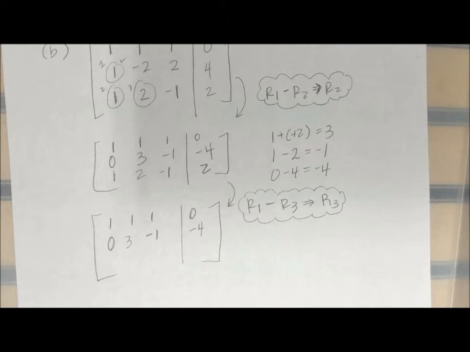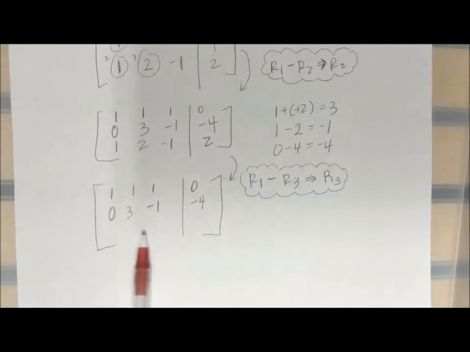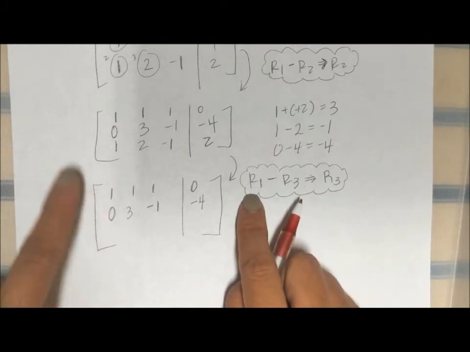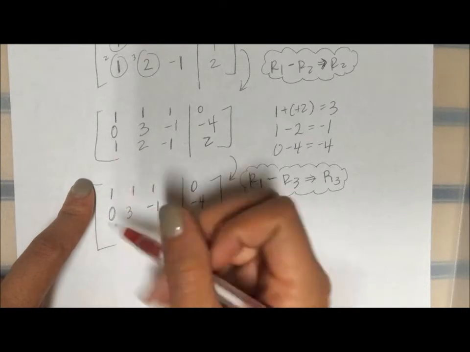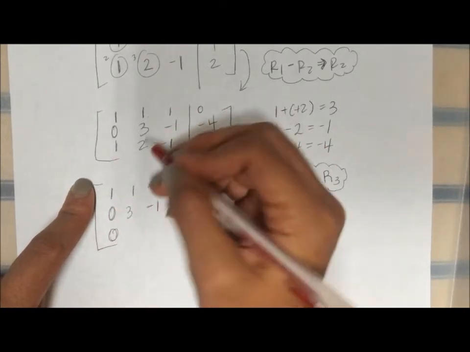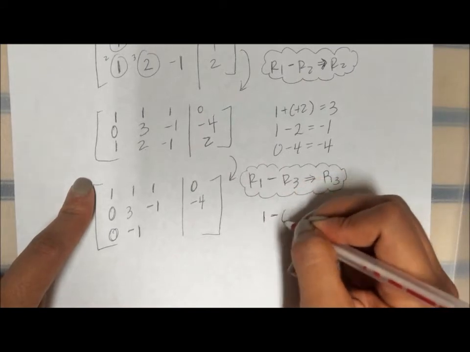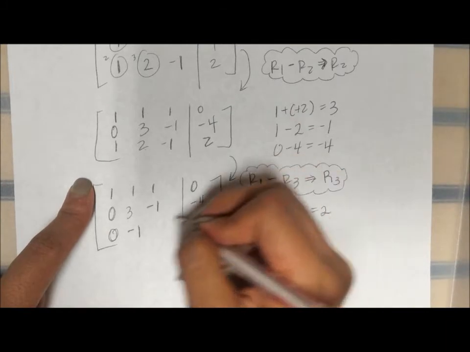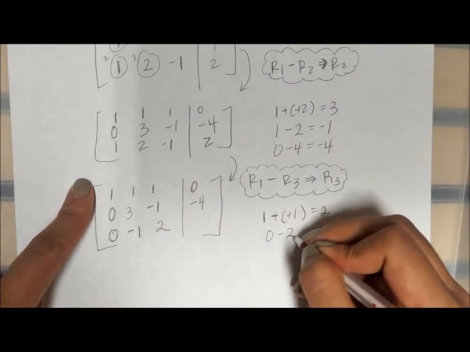But kind of continuing on. I rewrote row 1 and now I rewrote row 2. So I need to change row 3 and I'm going to use my formula. So I have row 1, which is 1 minus row 3. So 1 minus 1 is 0. 1 minus 2 is a negative 1. Be careful with the signs. 1 minus negative 1 gives me 1 plus 1, which is 2. And 0 minus 2 gives me negative 2.